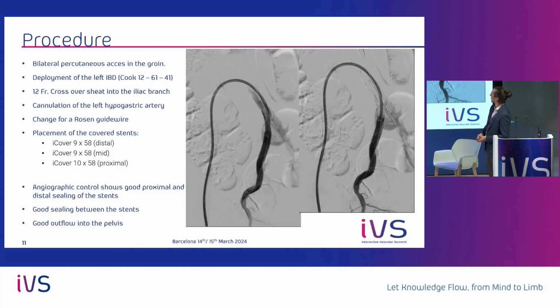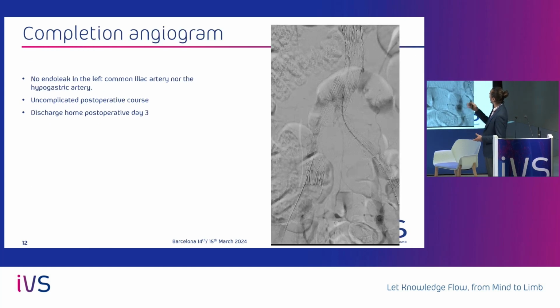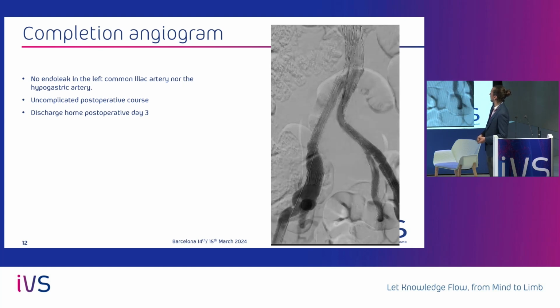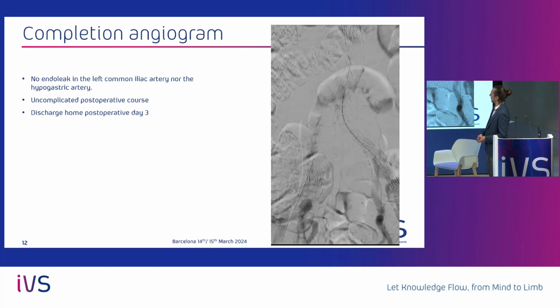This is the completion angiogram after placement of the IBD, and you can see a very good result. We have a very good distal seal, we have a very good proximal seal, and also in between the stents, we actually have a very good sealing. We went on to place the complete EVAR construction, and this is the final angiogram, which you can see there is no endoleak in the left common iliac artery, nor in the hypogastric artery. The patient actually had an uncomplicated postoperative course. He went home after 3 days and was very happy.